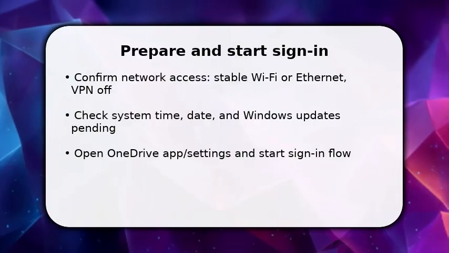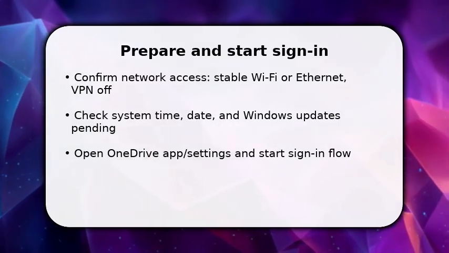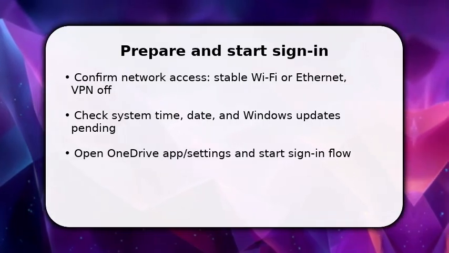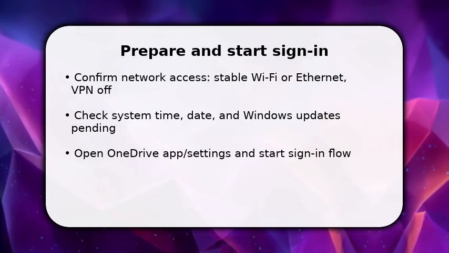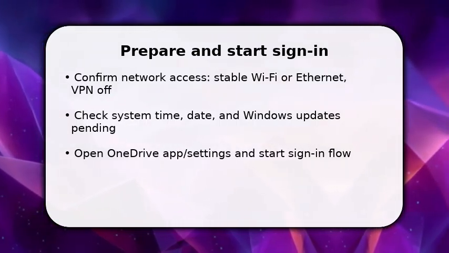You'll begin by confirming prerequisites and launching the sign-in. Make sure your network is stable and any VPN is off so authentication can reach Microsoft. Also verify system time and date because certificates depend on accurate clocks. Once done, open the OneDrive app or settings and click Sign In.